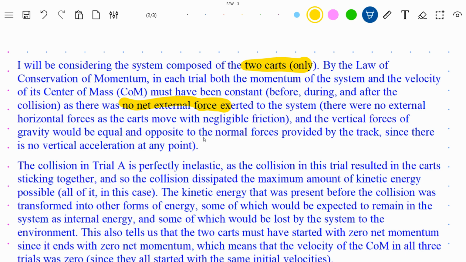So this is me calling out a very, very specific idea in physics, the law of conservation of momentum, and specifically explaining how it pertains to this particular situation. There's no external force provided to the system.